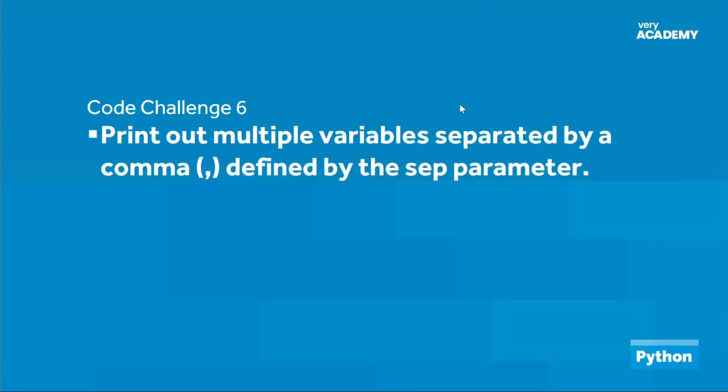Right then, so number 6. Print out multiple variables separated by a comma defined by the sep parameter. So we're going to utilize the print sep parameter, the separation parameter here, to try and print out multiple items and having a comma in between the items. So let's go ahead and try this out.